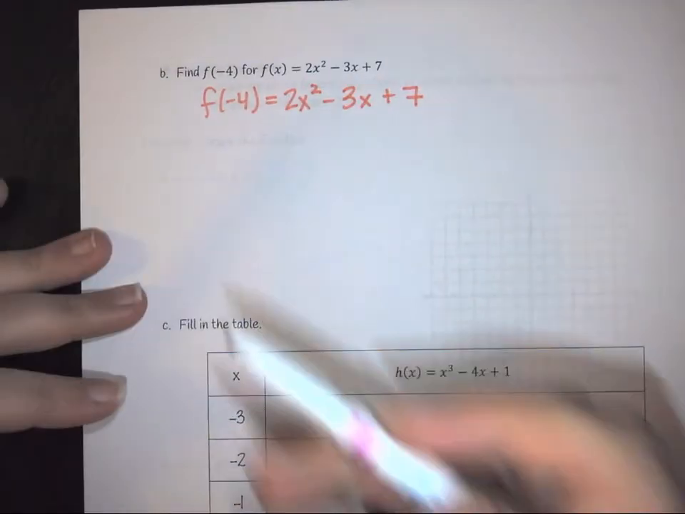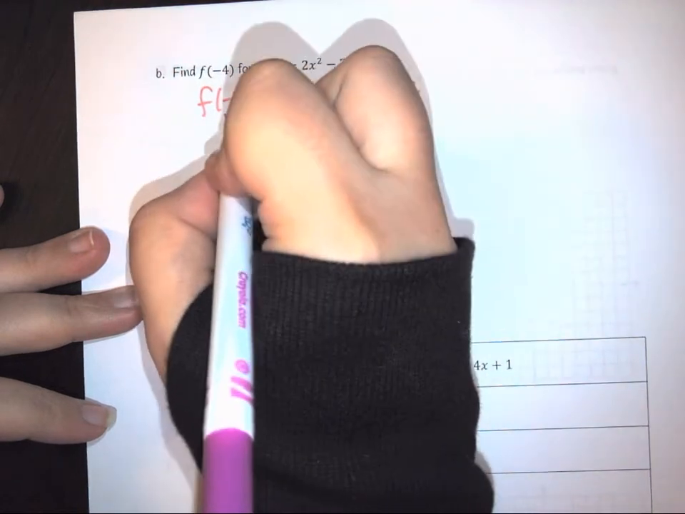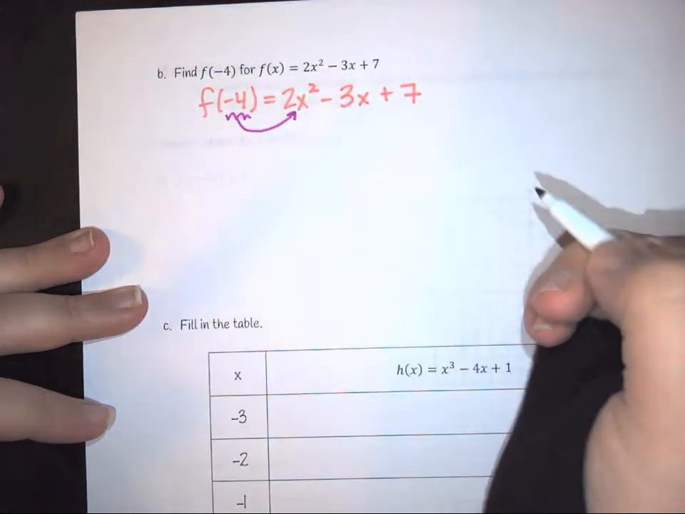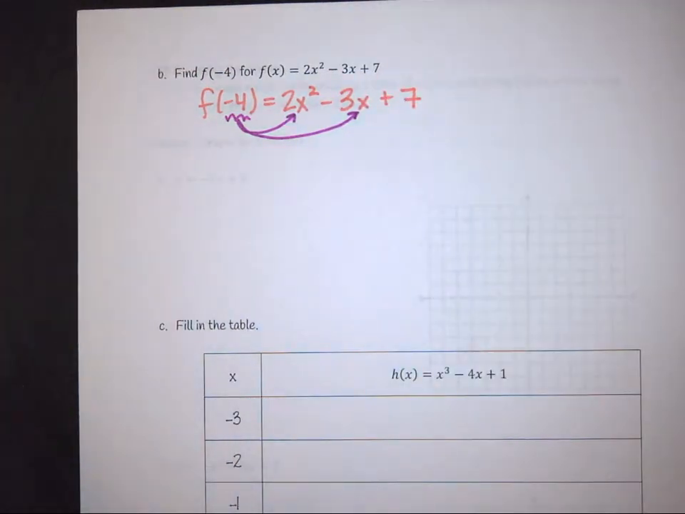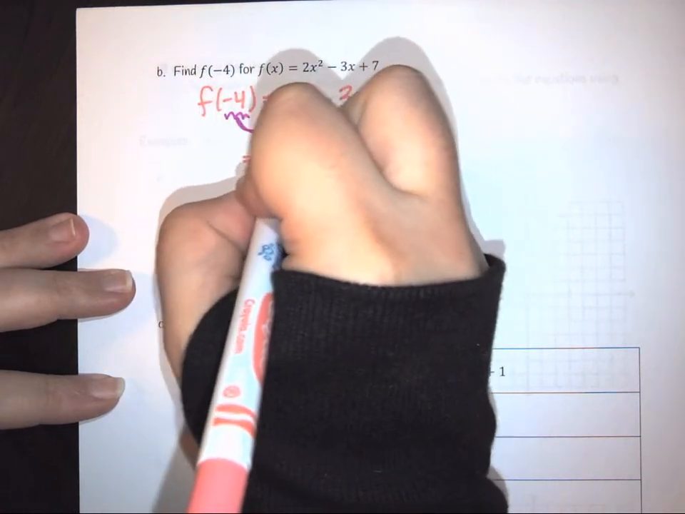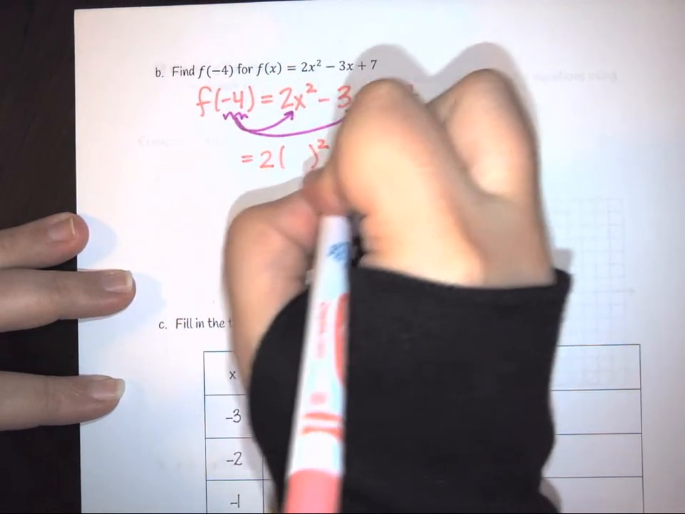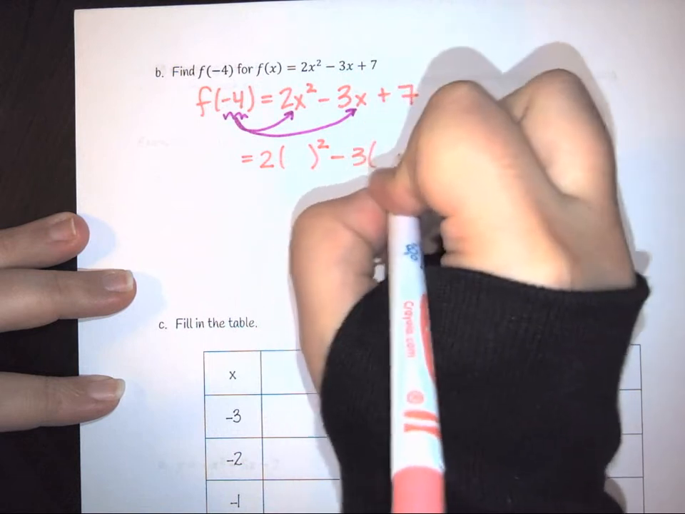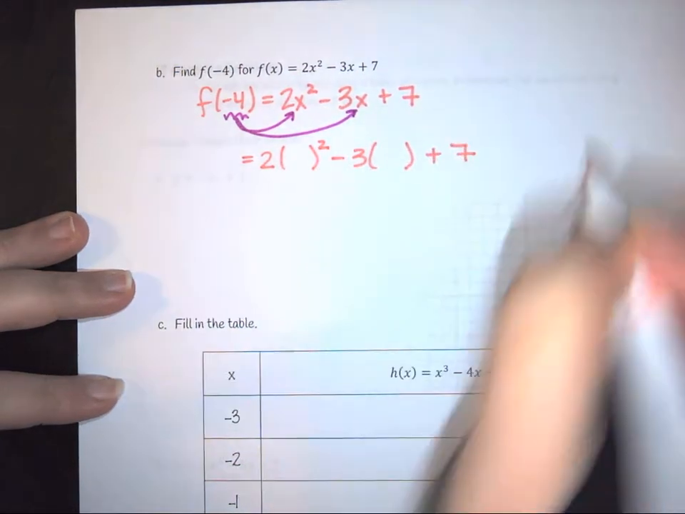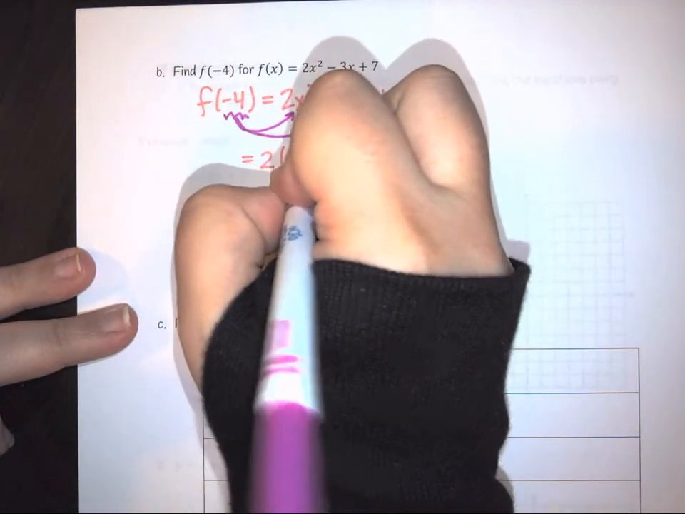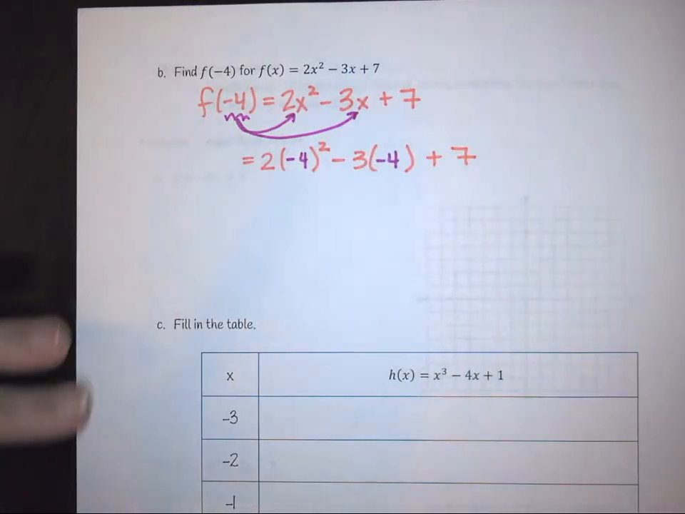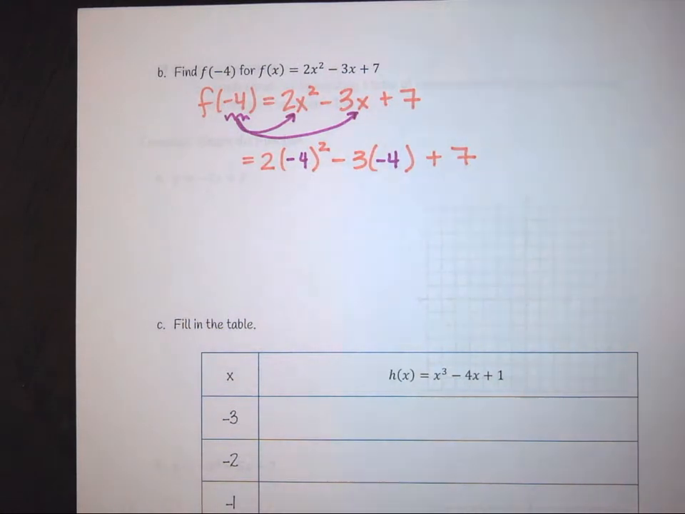In this case, this negative 4 has to input not only into my first x term, but it has to input over here into the second x term. So that means I have 2 times something squared minus 3 times something plus 7. That something is my negative 4. So we input the negative 4 into both places, and then all you have to do at this point is reduce and do the math.